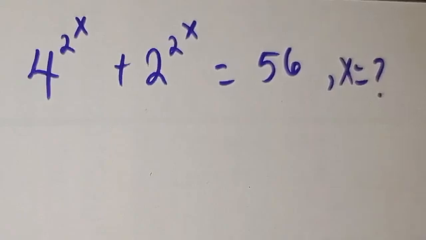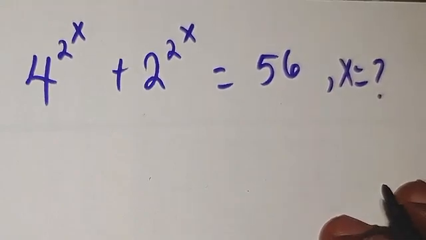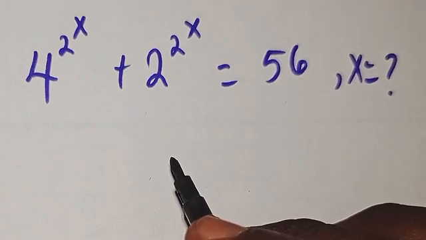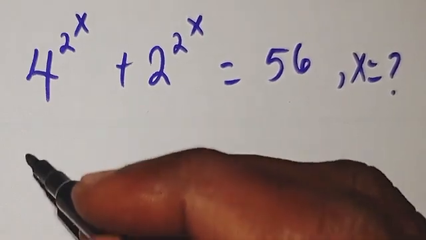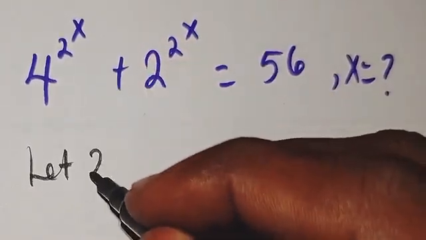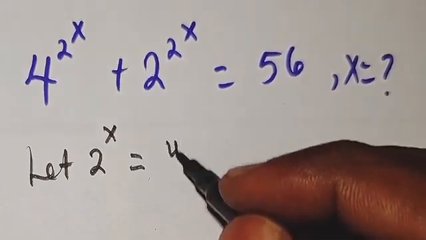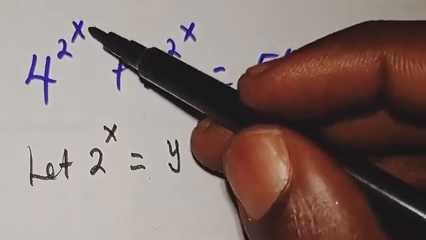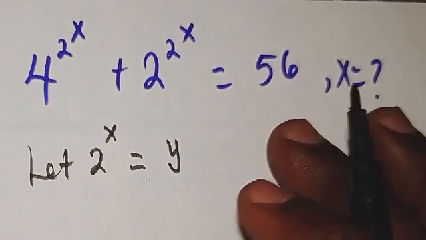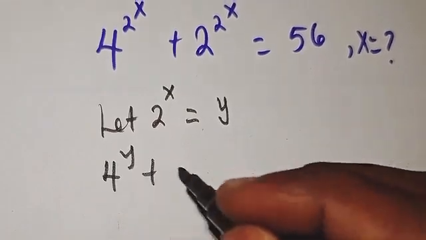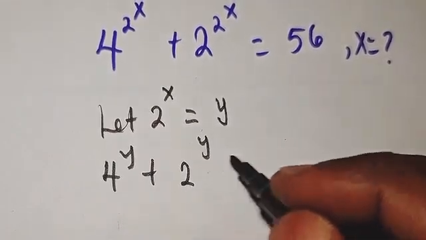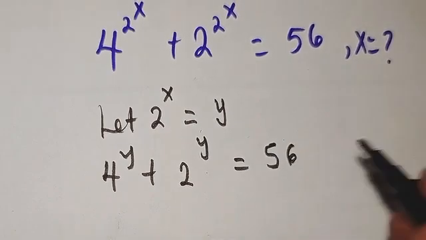In today's tutorial, we are going to be solving this beautiful exponential equation. So what are we going to do? We are going to let 2 to the power of x be y. So I will let this 2 to the power of x here be y. So from this equation, this is going to be 4 to the power of y plus 2 to the power of y equals 56.